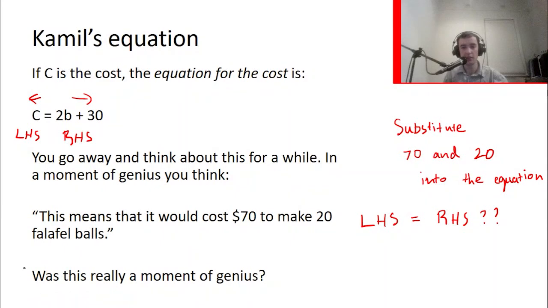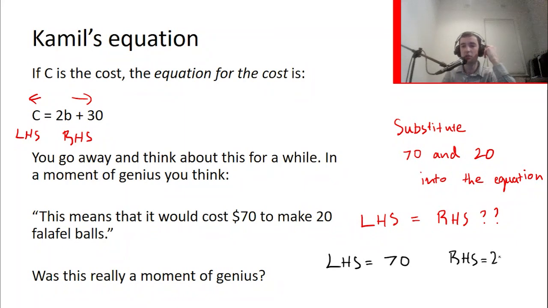What is the left-hand side? If you substitute whatever you need to, the left-hand side is C, and C is the cost. In that moment, you thought that it would cost $70. So left-hand side equals 70. How did I find that? Well, the C is the cost. You think it costs $70, so you substitute 70, which means that instead of writing C, you replace it with 70.